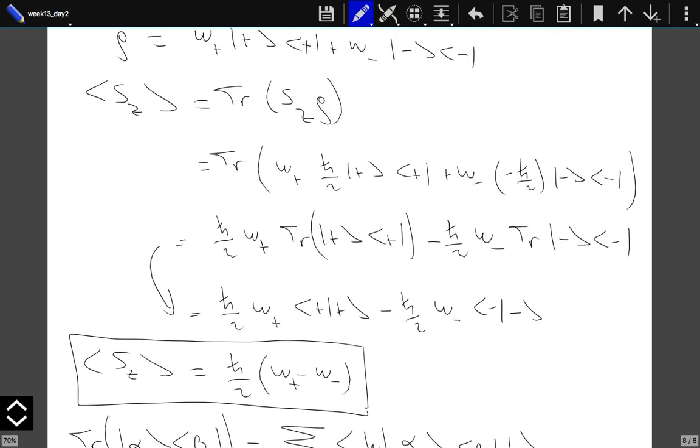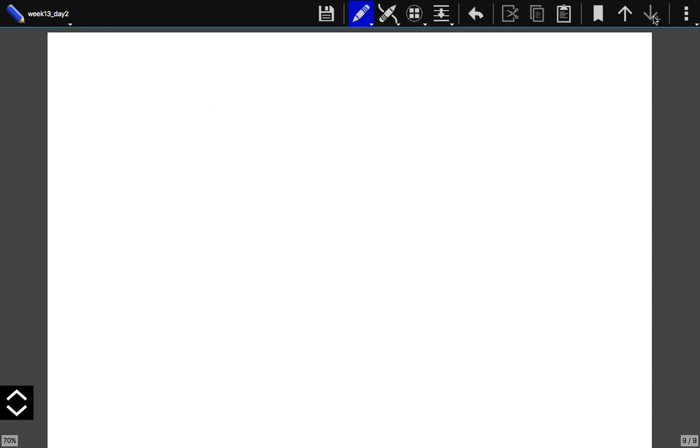So if omega plus and omega minus are not equal, this system has a definite polarization in the plus z direction. It's not polarized in the x or the y. Let's look at Sx.